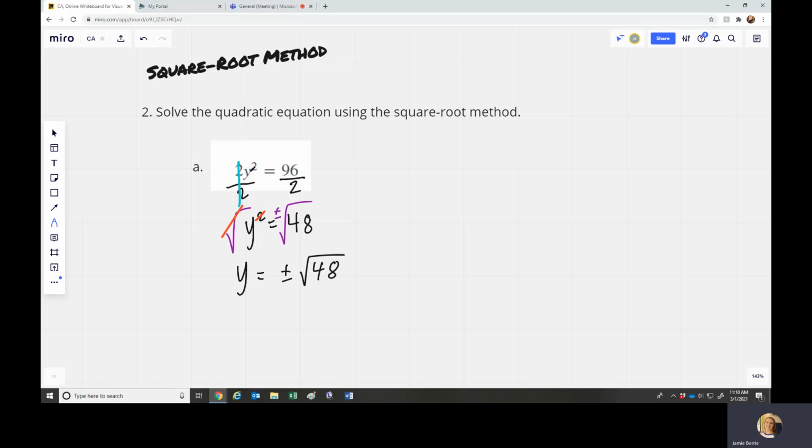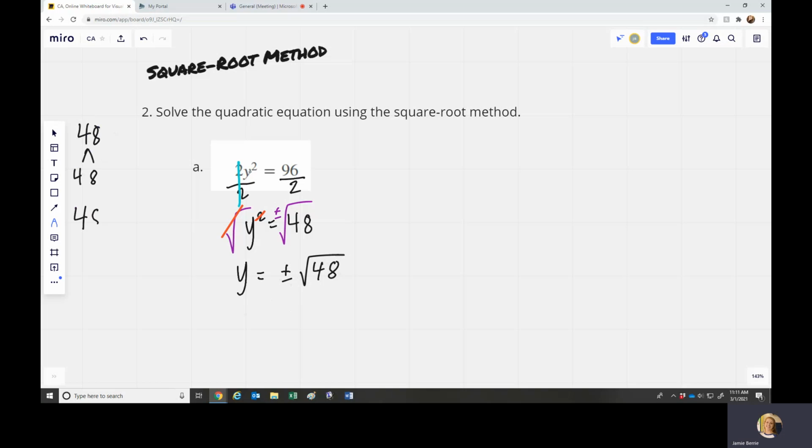So I'm still going to come back and explain the plus or minus. So let's just finish this and then I'll come back and explain the plus or minus. But 48 does have some perfect square factors. So 48, you could break it up into 4 and 8. 4 is a perfect square.